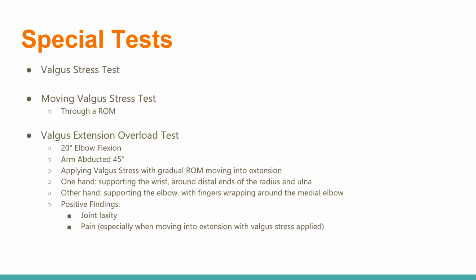One hand supports the wrist around the distal ends of the radius and the ulna, and the other hand supports the elbow with the fingers wrapping around the medial portion of the elbow. Positive findings include joint laxity and pain, especially when moving into extension with the valgus stress applied.